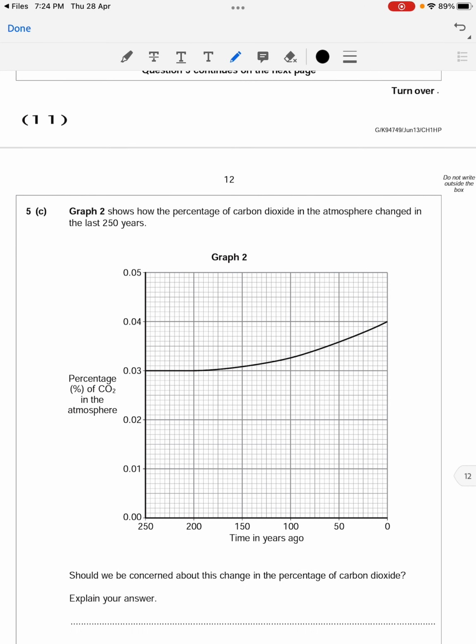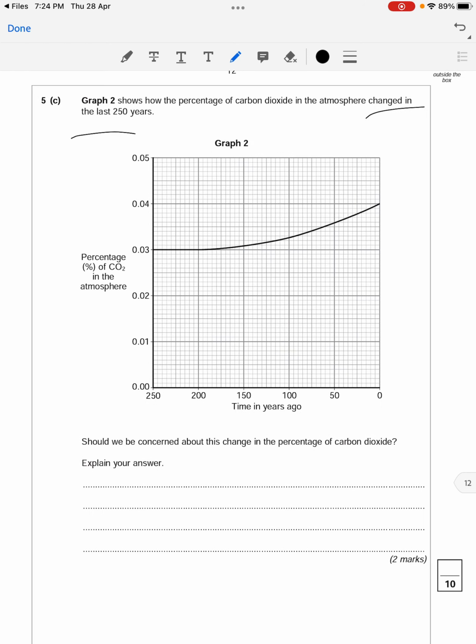Now, graph 2 shows how the percentage of carbon dioxide in the atmosphere changed in the last 250 years. Should we be concerned about this change in the percentage of carbon dioxide? Explain your answer. Okay, this is more opinion based. So I think yes, due to global warming, due to climate change, we should be concerned about the change in the percentage of carbon dioxide. Now, I'll give you a reason why.